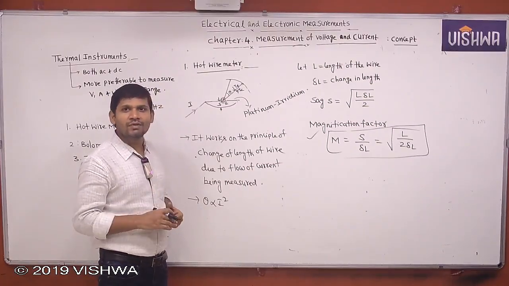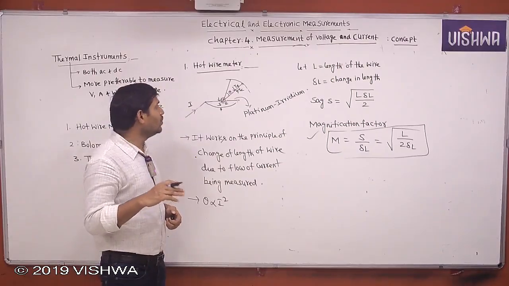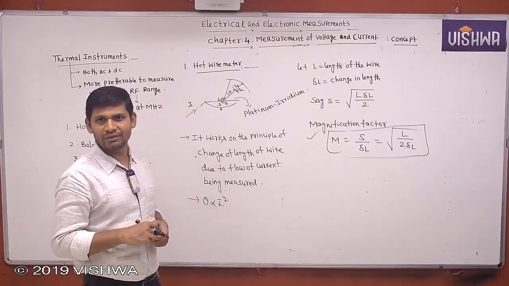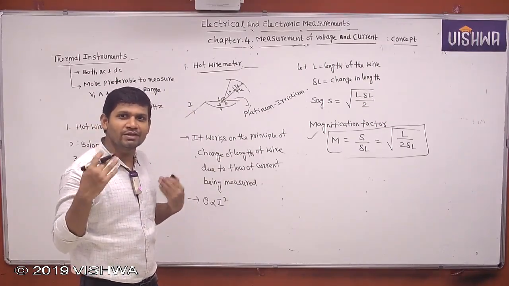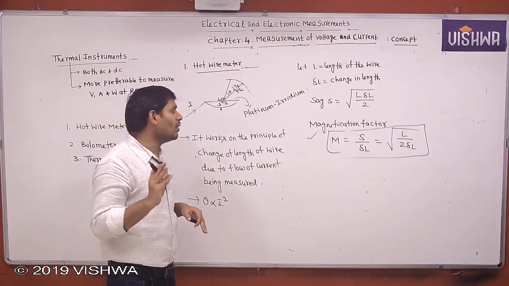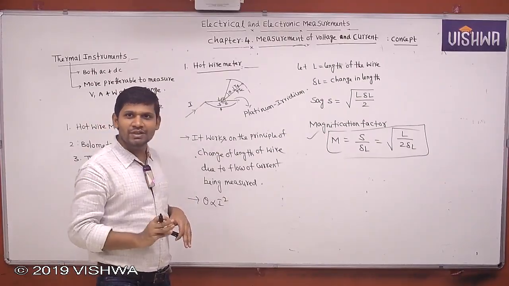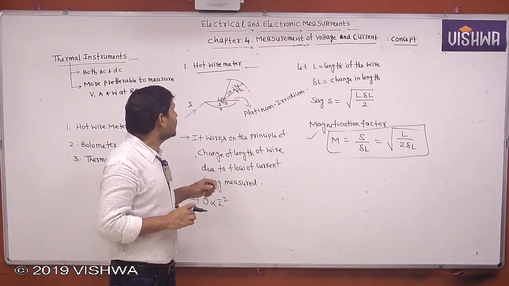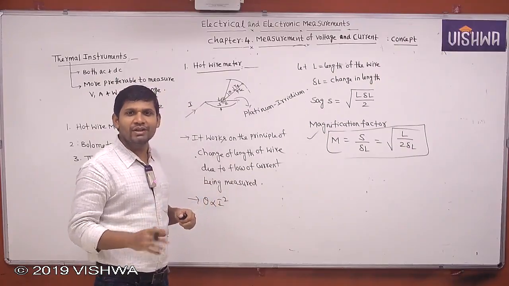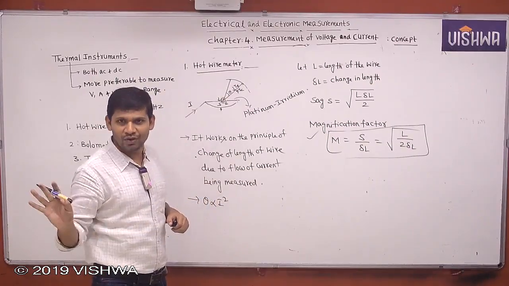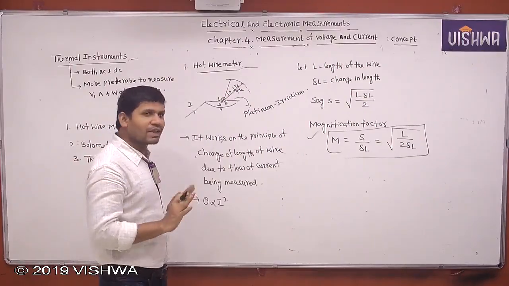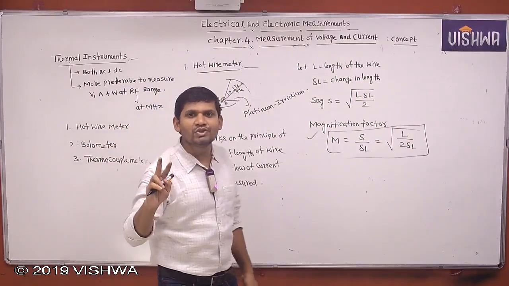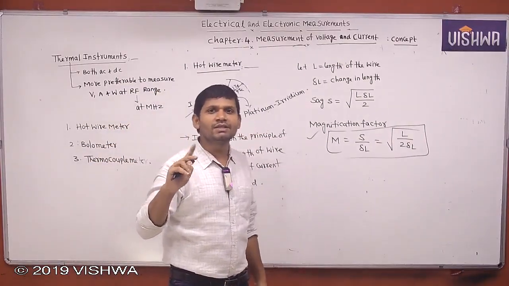But the only advantage of these instruments is we can use them at RF frequency, high frequencies. This is the only advantage of the hot wire meter. Generally, in thermal instruments that is the main advantage. But accuracy is less, power consumption is high, and overload capacity is less. One more point to remember: because it works on the principle of thermal effect or temperature effect, these instruments are not affected by stray magnetic fields. Hot wire meters, in general thermal instruments, are not affected by stray magnetic field errors and waveform errors.